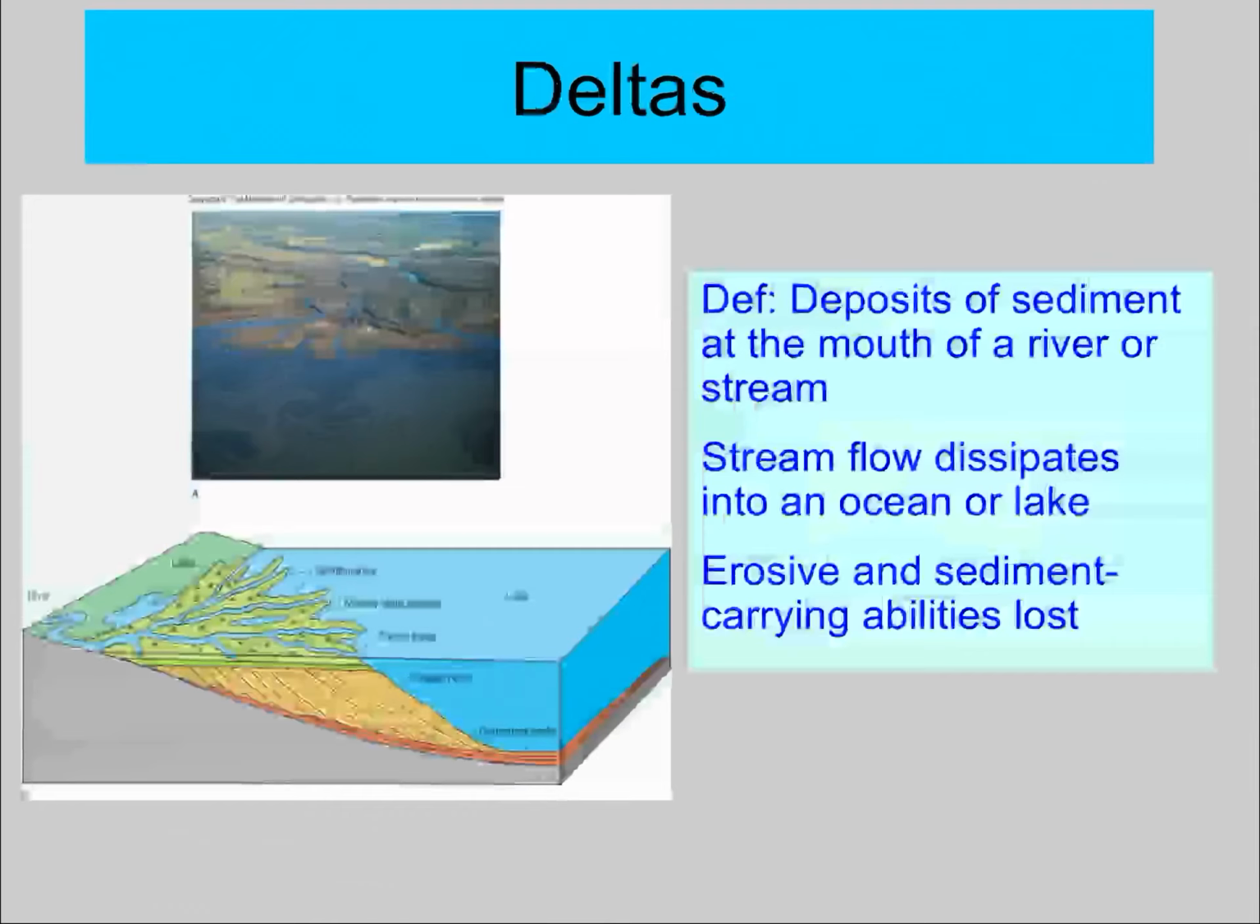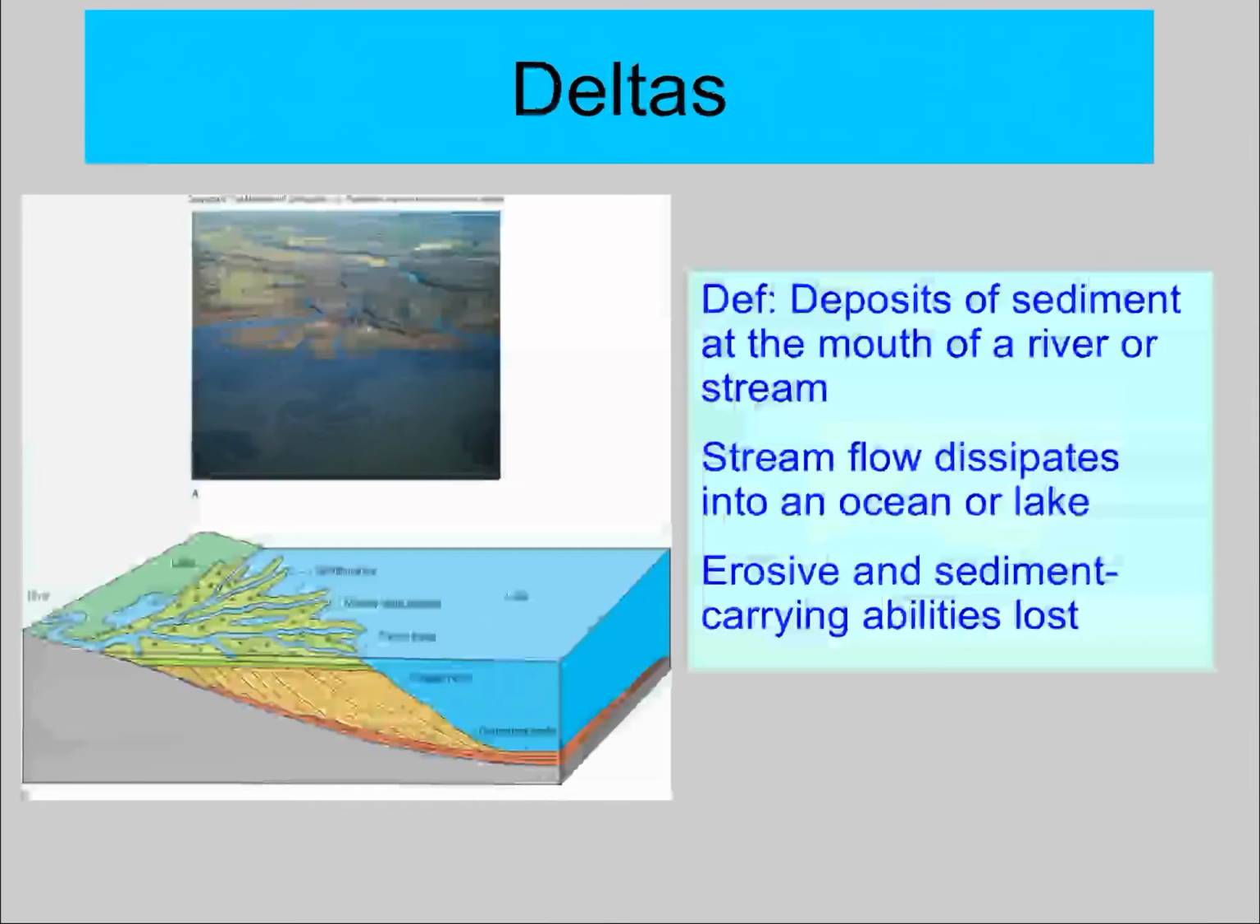We have stream flow dissipating these sedimentary minerals. The stream itself loses its ability to keep carrying the materials, so they basically just get dropped off. The stream is kind of like a bulldozer, and once it reaches the ocean, it just dumps its load of sediment out, and it continues and continues until you have a big pile of sediment that's been carried down the stream.